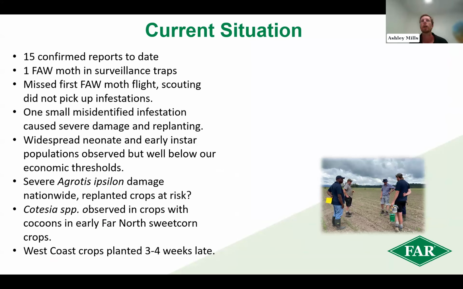Cool. So this is our current growing season. Across the country this year, in general, we've had crops get in the ground on time. So nothing too late. We're only up to about 15 confirmed reports. We've only had one moth in a surveillance trap, but we did miss the first moth flight. So we did find populations that were much more advanced. Only one fall armyworm moth captured.